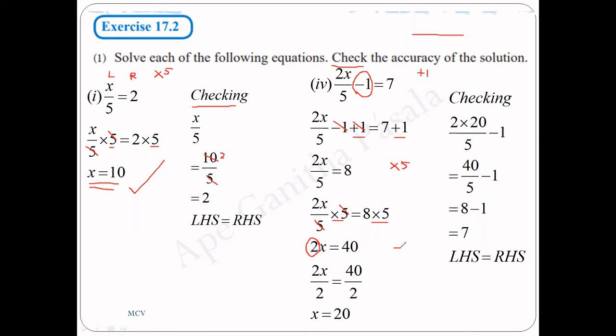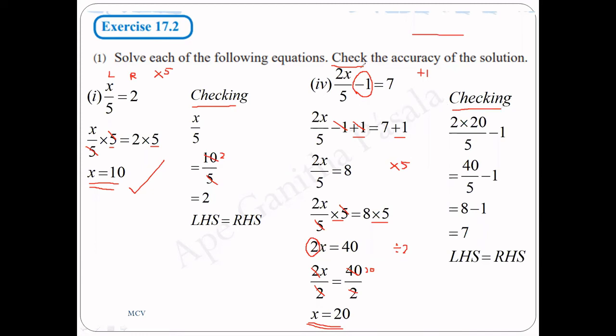So to remove 2, you have to divide both sides by 2. 2x divided by 2, 40 divided by 2. Cancel this 2 with this 2. X equals, when you divide 40 by 2, then the answer is 20. So what is the solution? X equals 20 is the solution. Now let's check the solution.